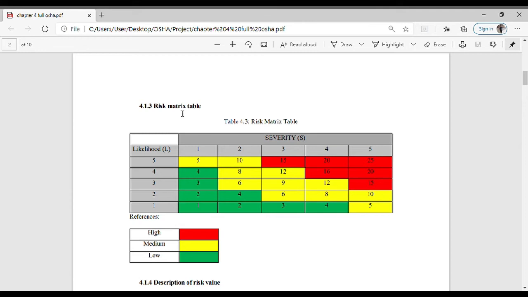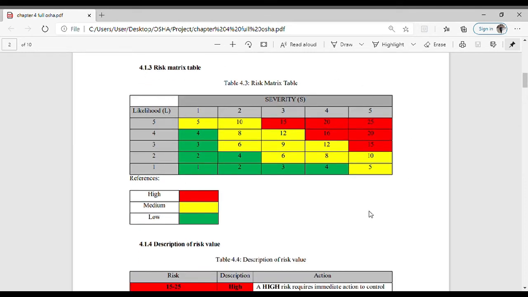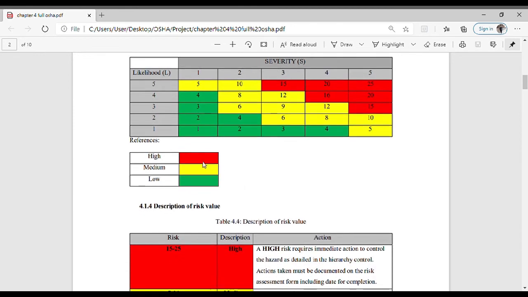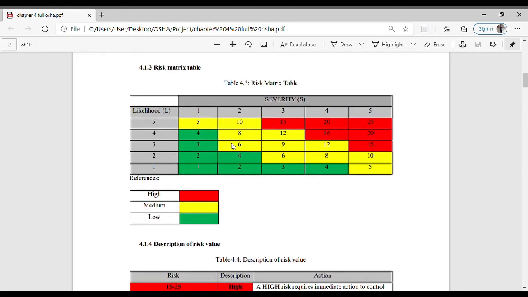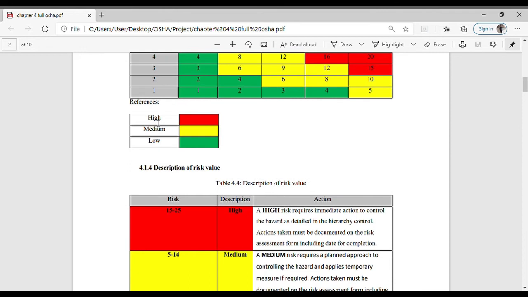Next one is the risk metric table. This is the risk metric table. It is the connection between likelihood and severity. To get the risk metric table, they must multiply the likelihood and severity. As an example, the likelihood is 5 and the severity is 1. So 5 multiplied by 1, we get 5 here. So there are 3 risks: high risk, medium risk and low risk.